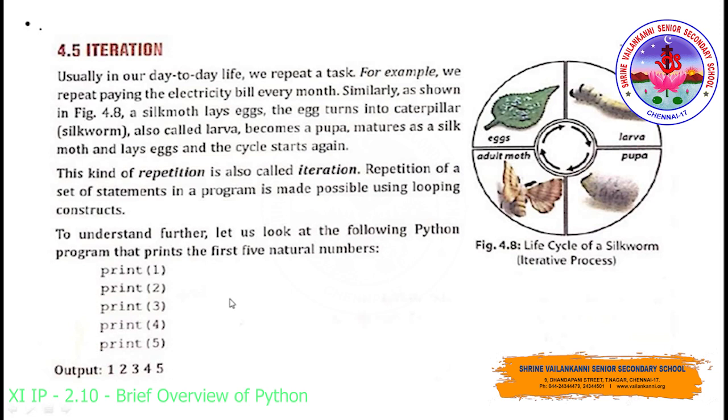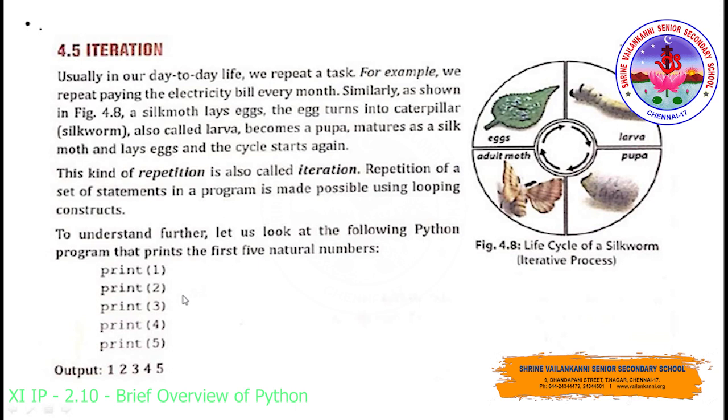Got it. Now, repetition of a set of statements. When it comes to programming, when we repeat a certain number of statements in a program again and again, that concept is called repetition or looping construct. Clear? To understand this concept further, we will look into some examples.